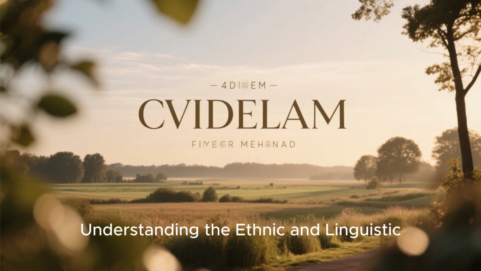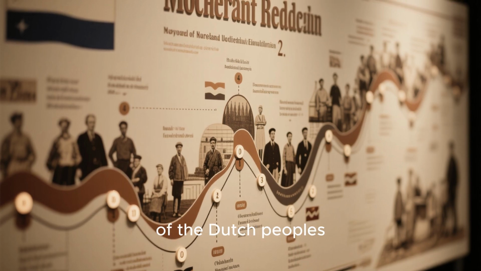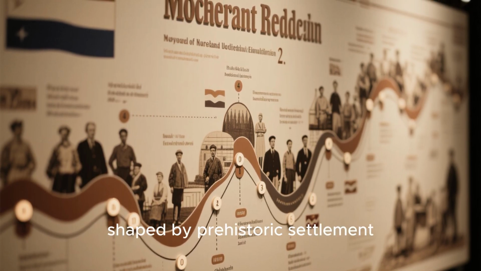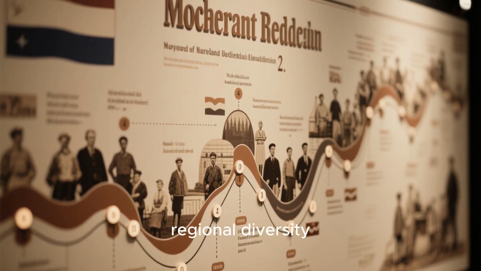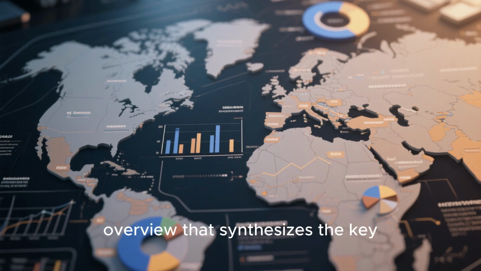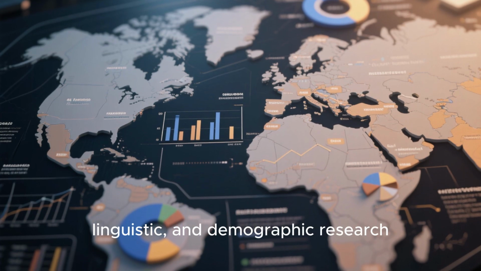Understanding the ethnic and linguistic backgrounds of Dutch peoples. The ethnic and linguistic backgrounds of the Dutch peoples are the result of a long and complex history shaped by prehistoric settlement, ancient and medieval migrations, regional diversity, and modern immigration. Below is a comprehensive overview that synthesizes the key findings from historical, linguistic, and demographic research.